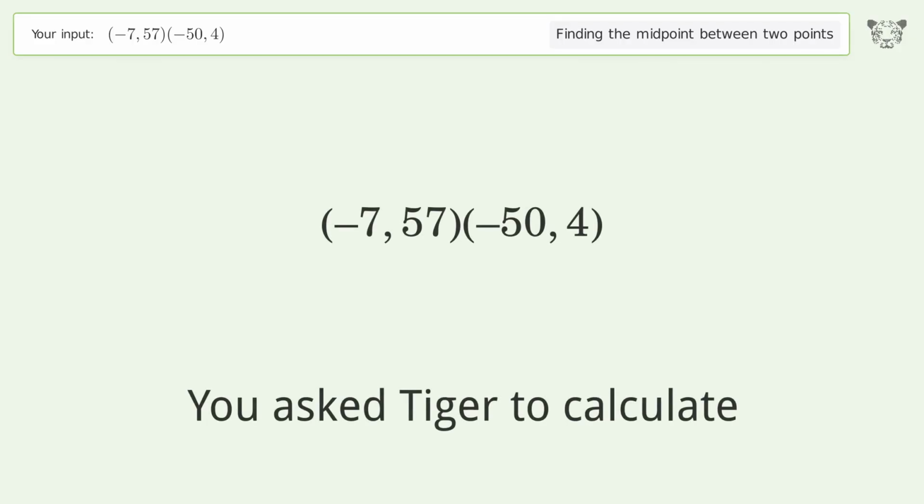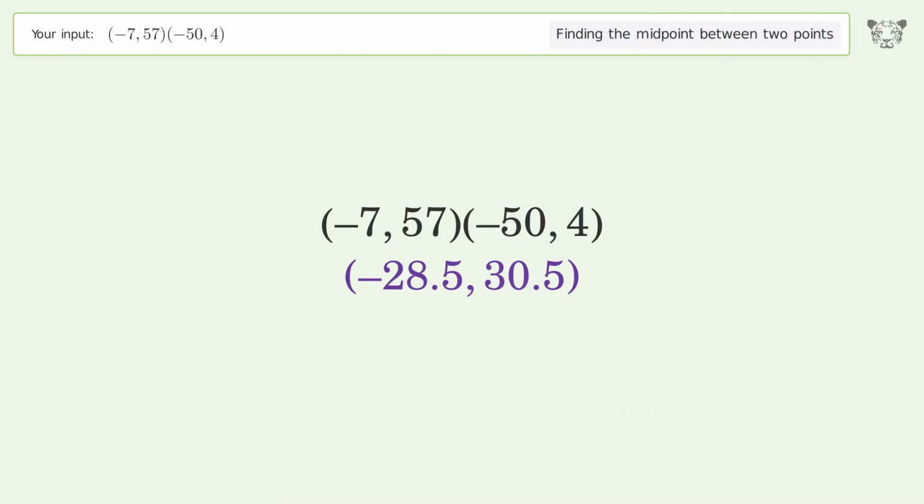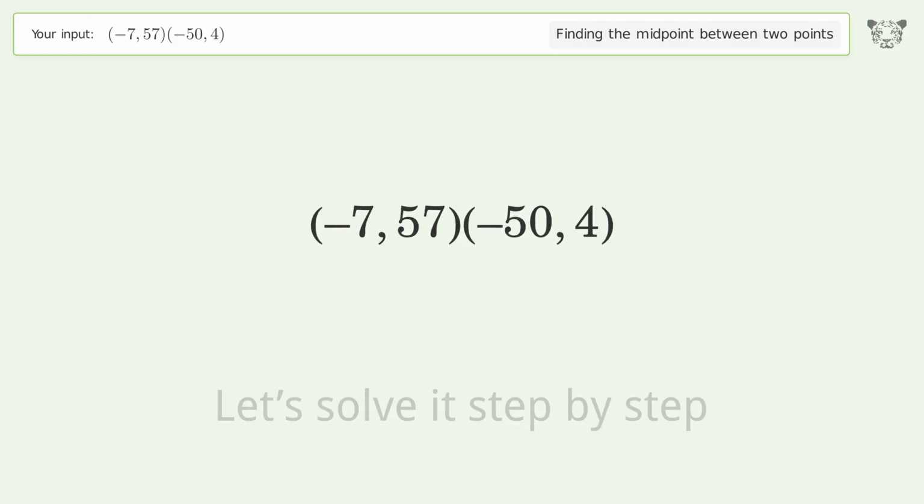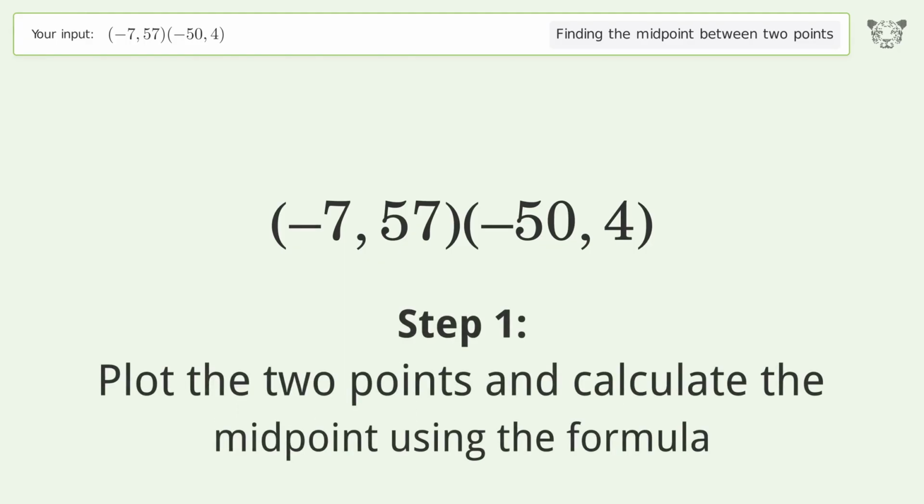You ask Tiger to calculate. This deals with finding the midpoint between 2 points. The midpoint between the 2 points is negative 28.5, 30.5. Let's solve it step by step. Plot the 2 points and calculate the midpoint using the formula.